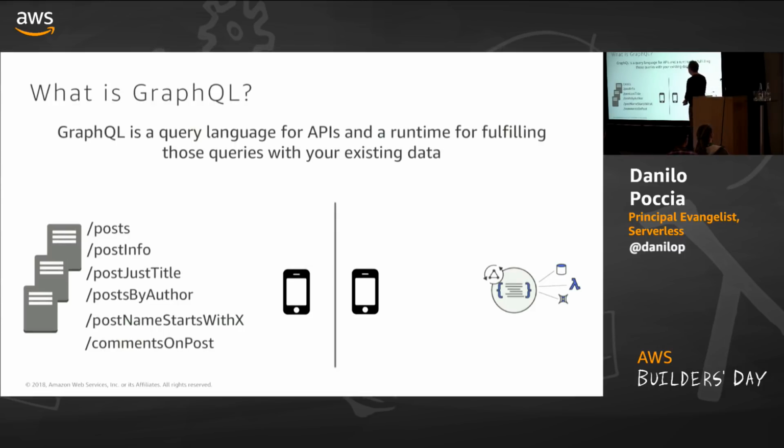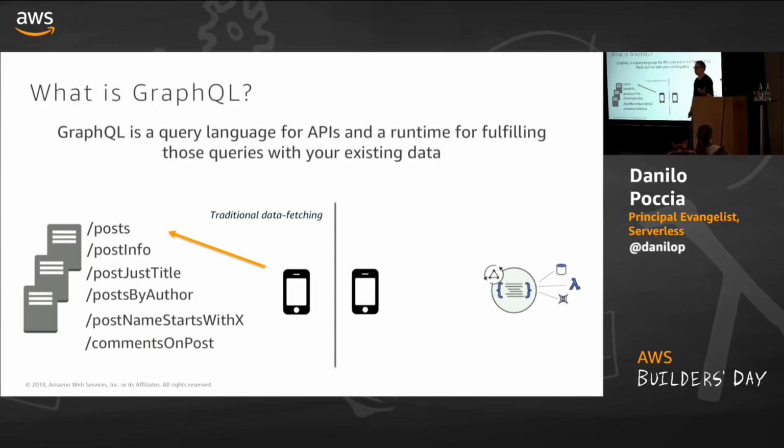GraphQL is a query language and a runtime that makes querying data from a user interface much easier to build. Normally with REST, we create resource endpoints, and then we have operations on those endpoints. Let's imagine you want to build a blog. You have a /post resource where you can post information, and then you can start using that.